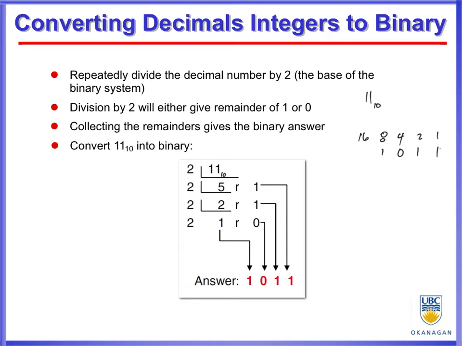So this is an alternate way. It will work for any decimal number. You just keep dividing by 2, and your remainders are your binary digits until you get to the end. Any remainder at the end would be your last binary digit, or your most significant binary digit. If you haven't seen that before, that's another easy way of converting from decimal to binary, or decimal to any other number system as well.